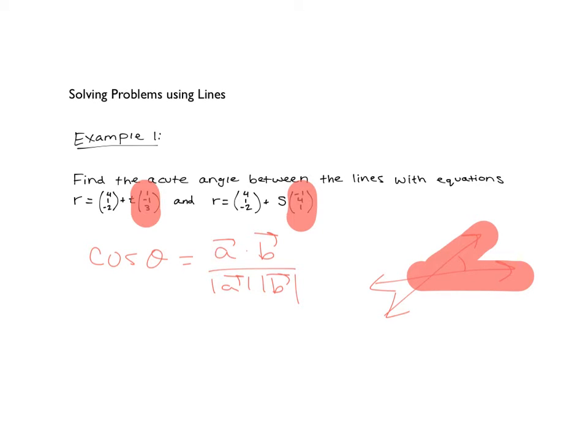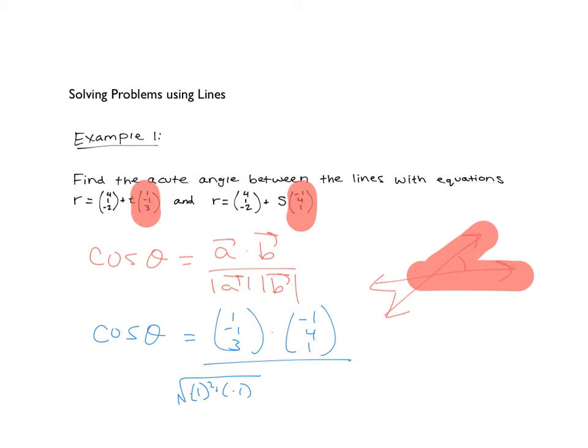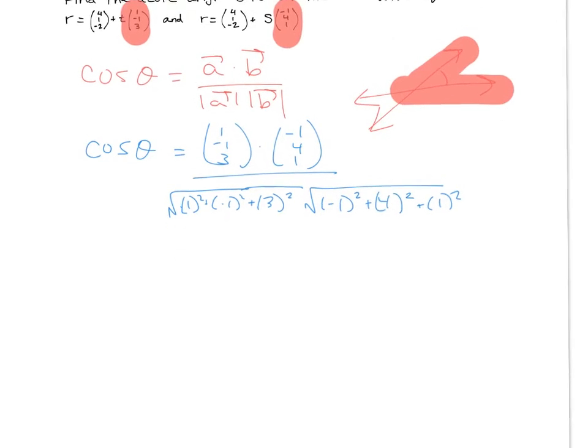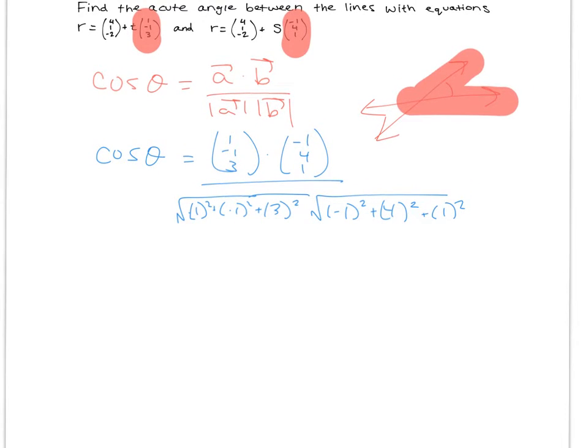So we have cosine of theta equals the dot product of 1, -1, 3, and -1, 4, 1, all divided by the magnitude of vector A, so that's 1 squared plus -1 squared plus 3 squared, times the magnitude of vector B, which is -1 squared, 4 squared, and 1 squared. Okay, so from there, we're just cranking it out.